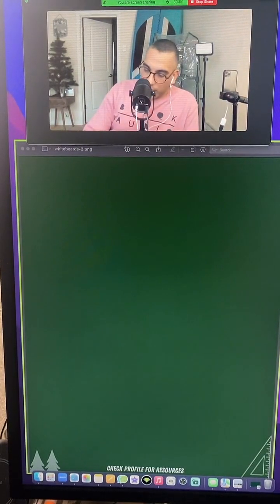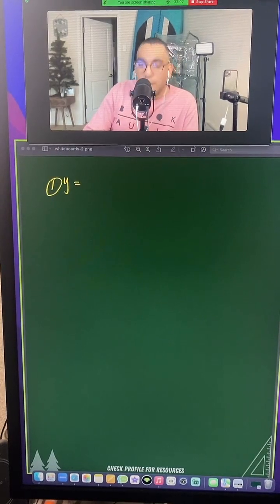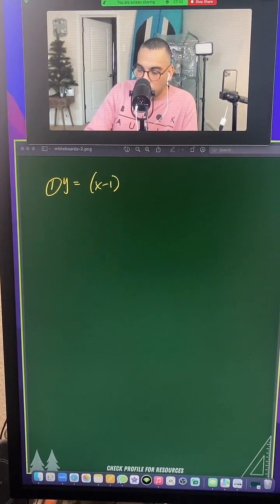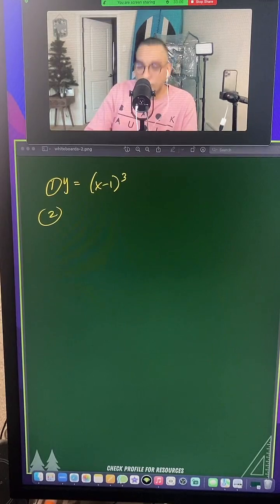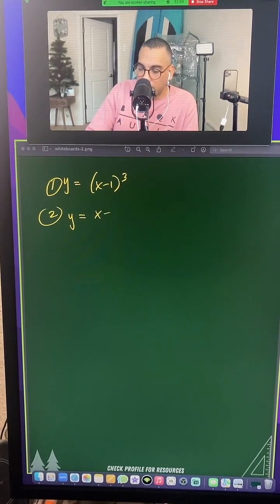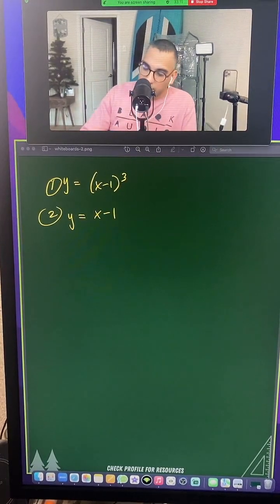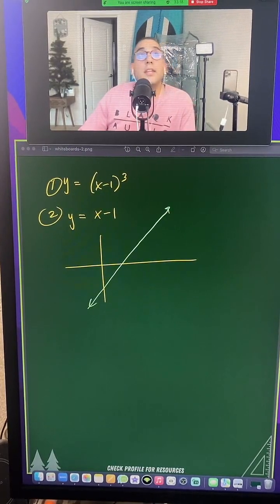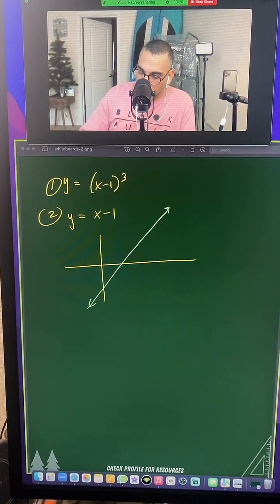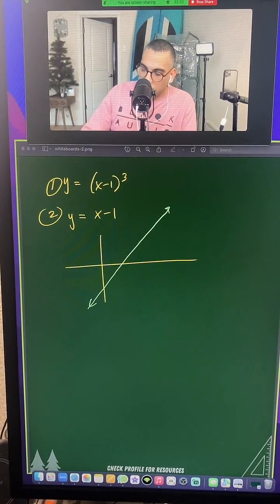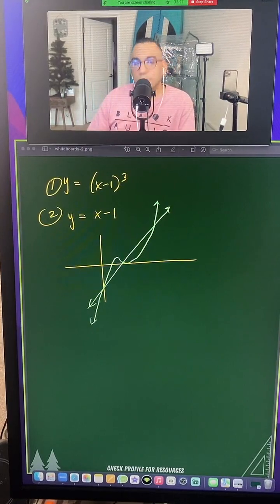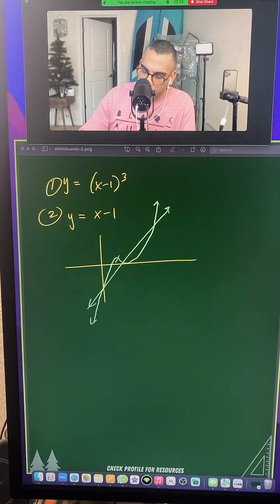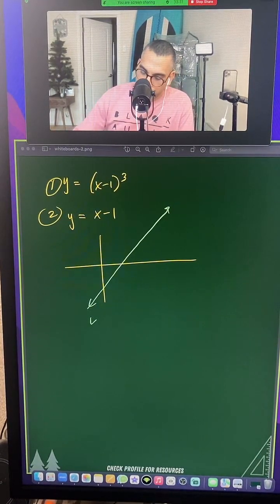Anyway, here we go. We have 2 functions. Function 1 is going to be x minus 1 cubed, and function 2 is going to equal x minus 1. Sort of nice, I would say. So here is the first function. It's a straight line. And then here is the other function. Maybe I should make it a little bigger and make it in blue.